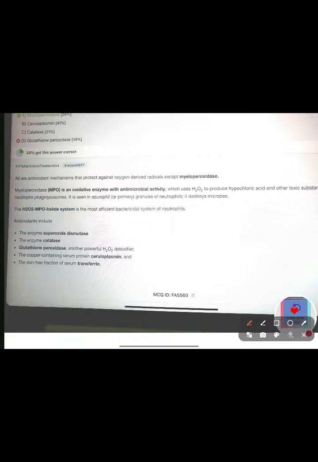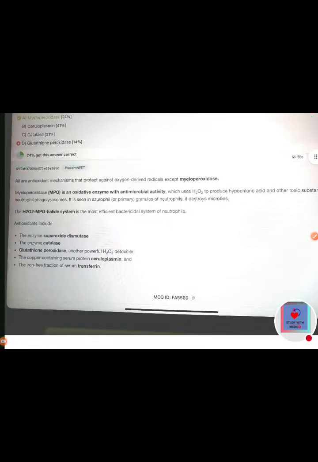The antioxidants include superoxide dismutase (SOD), the enzyme catalase, and glutathione peroxidase. Another powerful H2O2 detoxifier is glutathione peroxidase. Also the copper-containing serum protein ceruloplasmin, and transferrin, the iron-free fraction of serum transferrin. These are the important things, you can learn this.